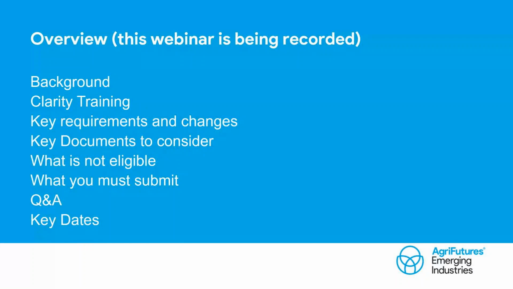So just a quick overview. We are going to go through a background of what Emerging Industries is, why we do the open calls, and what are some of the key requirements that we have. We've also got our manager corporate, who is going to give you an overview of clarity and training elements that are required in order to put a submission into AgriFutures. We will go through requirements and any changes since the last open call that we made.